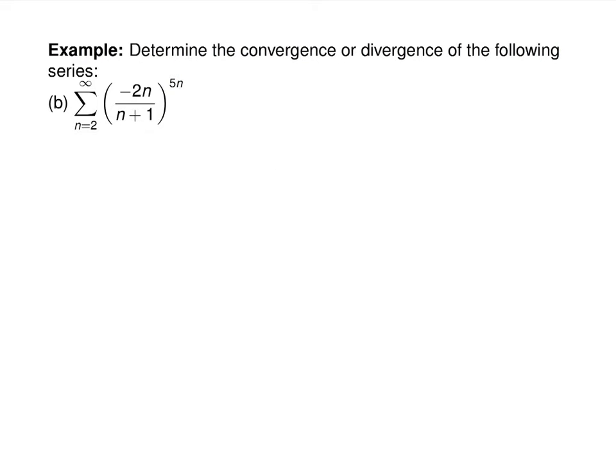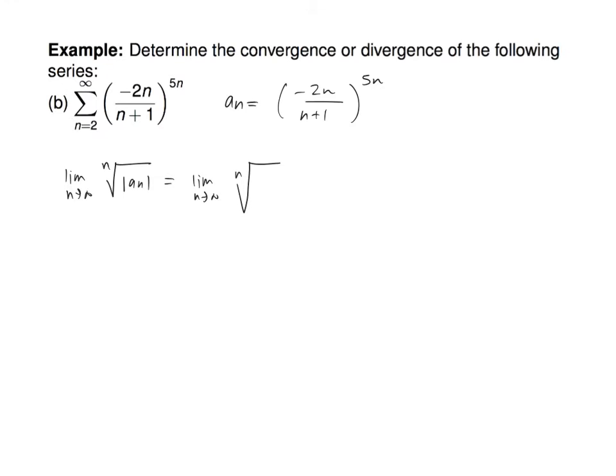Okay. A hint that you're going to use this test is that you see something to the nth power. That is the biggest hint. So in this one, we'll let a_n equal negative 2n over n plus 1, to the 5n. Now the absolute value matters. Now the absolute value bar matters, exactly. Nth root of a_n. Does it just get rid of the negative there?